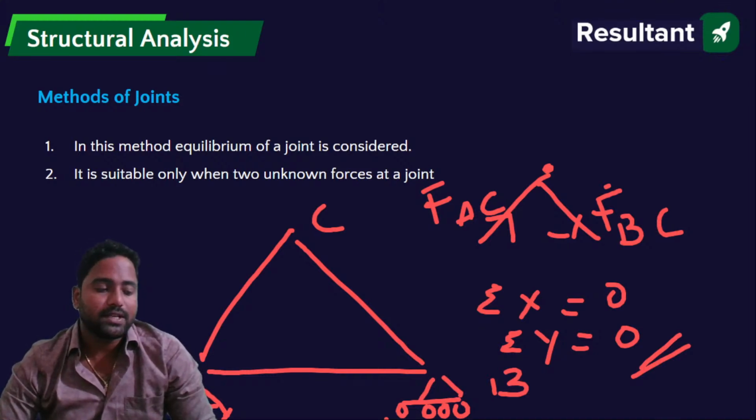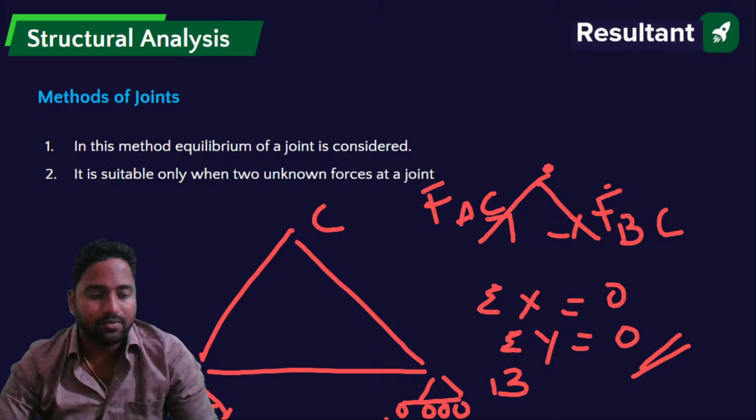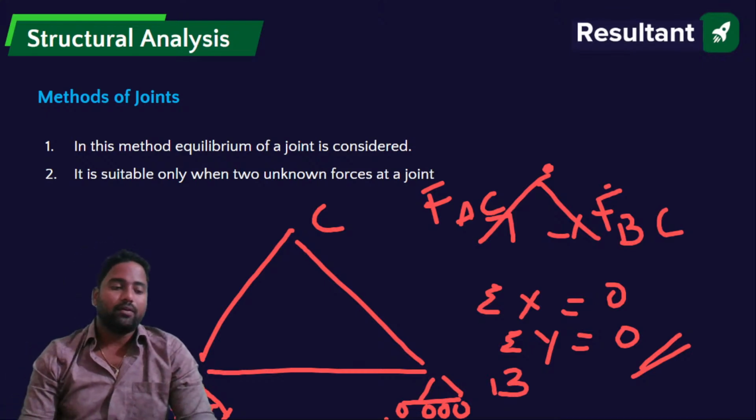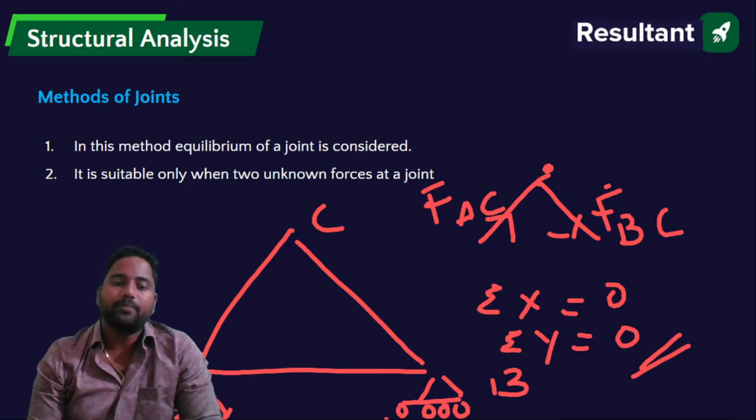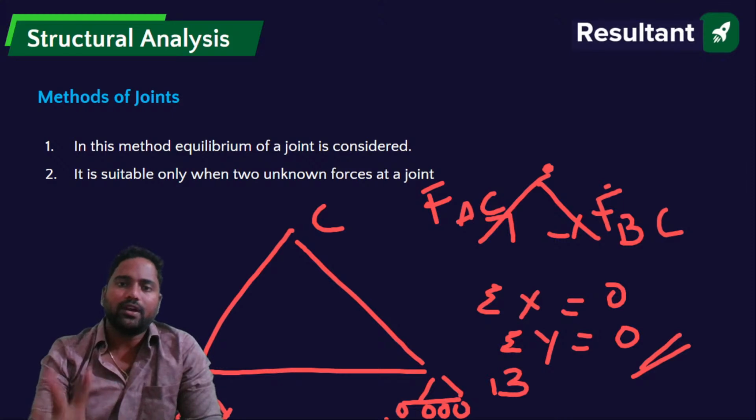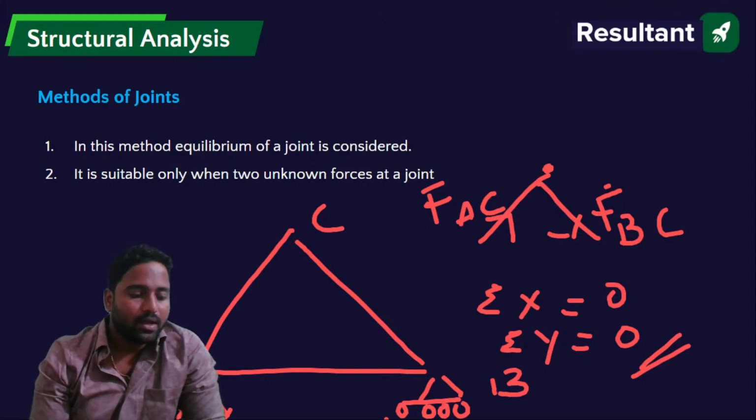Summation of forces in x direction equals to 0. Summation of forces in y direction equals to 0. We have only two equations of equilibrium. So we can only find two unknown forces.